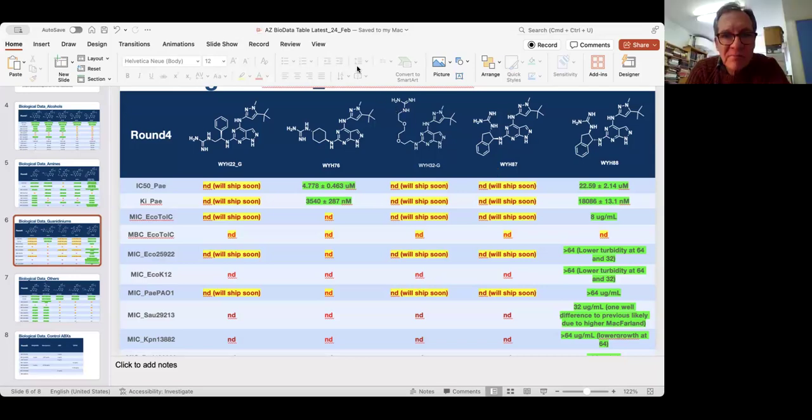Okay, great. And were you saying earlier that you shipped these compounds to the Crick? Yeah. Okay, for the accumulation assay. Yes, I can show you the whole grid.